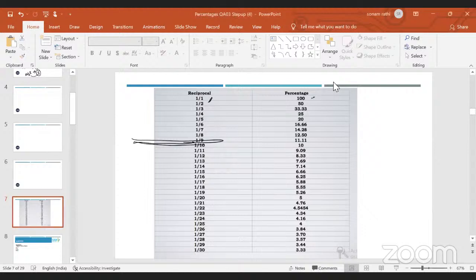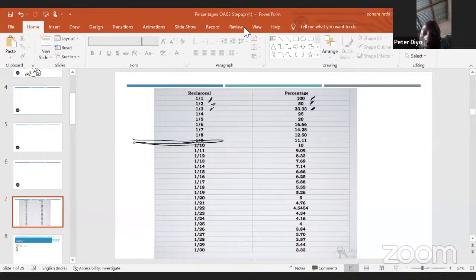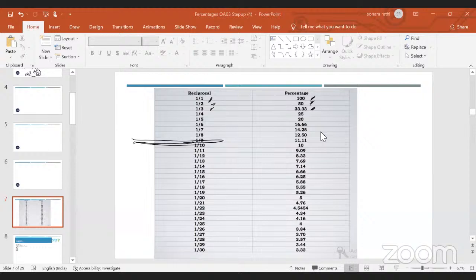1 by 1 is 100%. 1 by 2 is 50%. 1 by 3 is 33.33%. Note it down. Keep your mic on mute and note it down. And you can also turn off your camera.